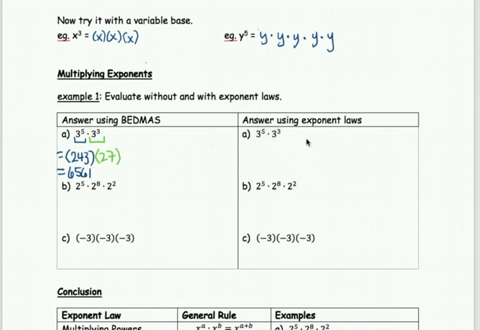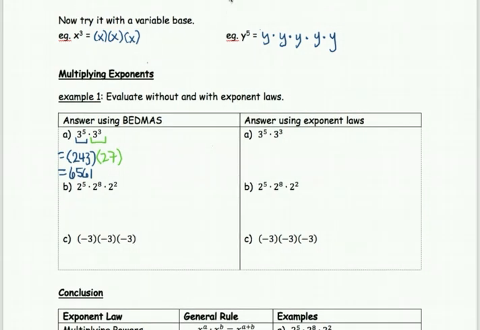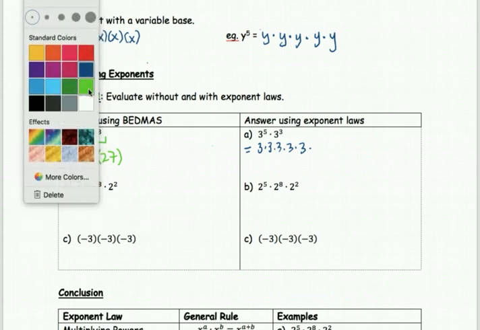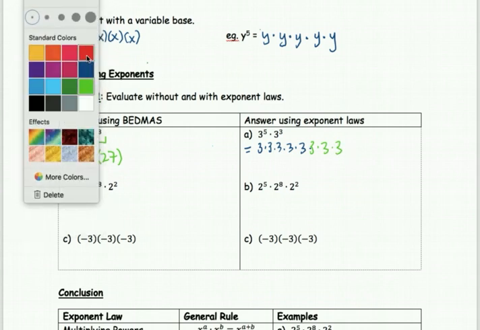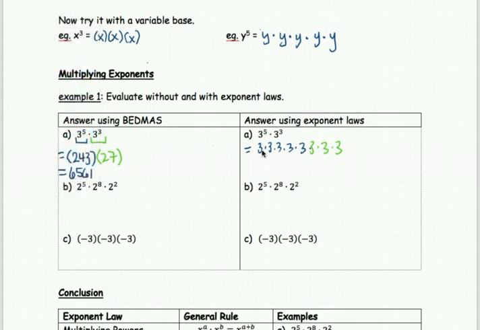Okay, so if we're using exponent laws, this is how you're going to develop this method here. So what we're going to do here is what we did up here. We're just going to write all the terms out. So for 3 to the 5, I'm going to write the 3 5 times, like that. And then for the second one, 3 to the 3, I'm going to write it out 3 times like that. Okay, so if I do that, how many 3's do I have there? If you count them up, you will have 3 to the 8 like that.